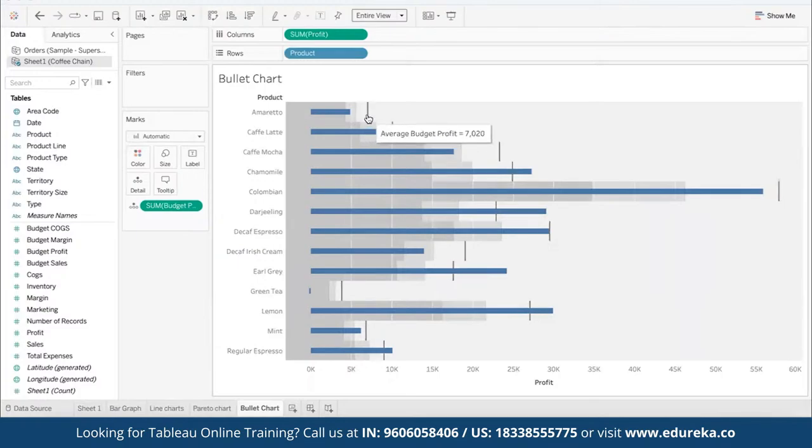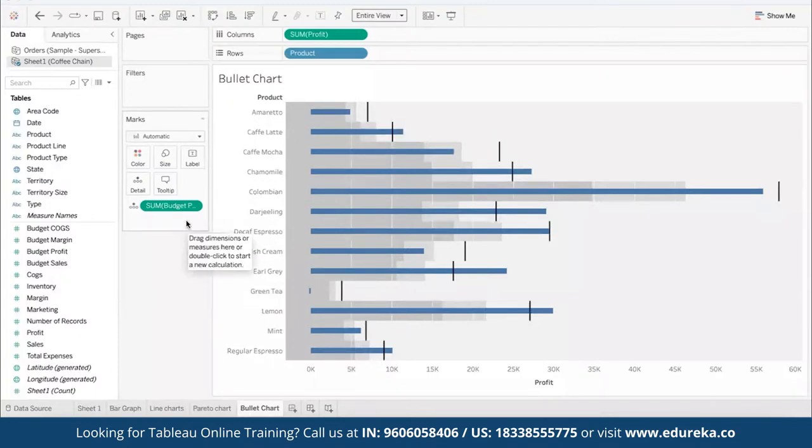So forget reaching the goal. It could not reach even the 80% mark. That is our conclusion. We can say that this product could not reach 80% of the expected value. It went beyond 60%. It could not reach 80%. It never reached the goal. It missed the target.